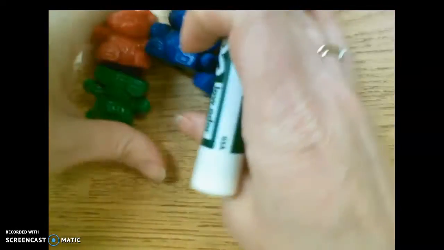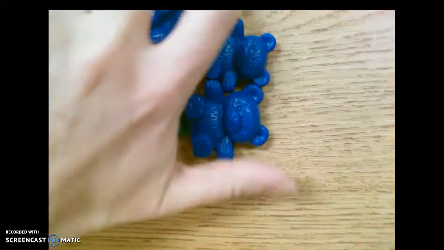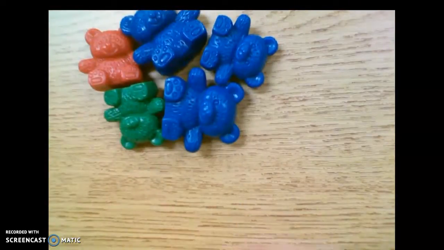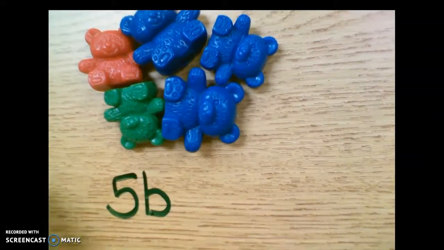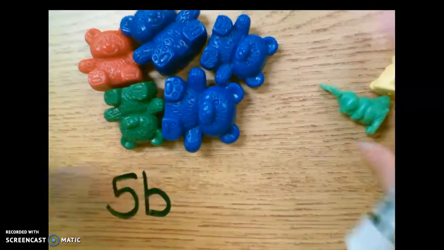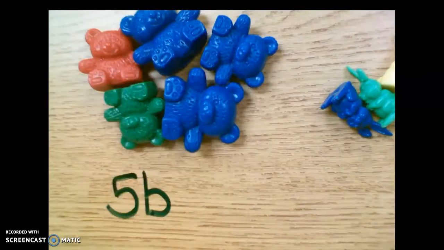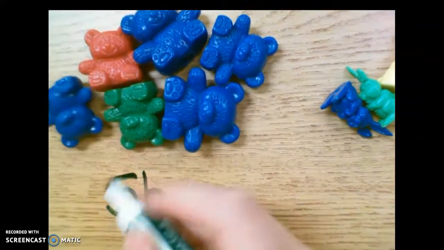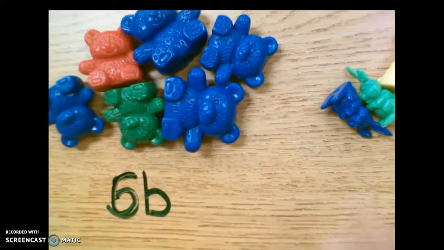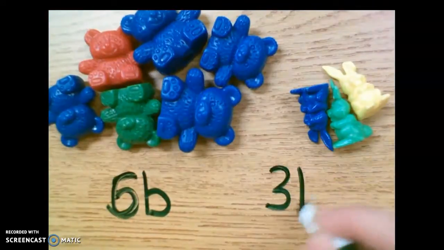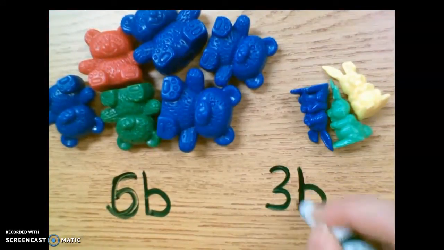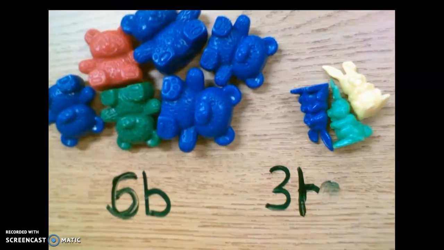One way I could distribute or have these bears grouped is all together. So I could say that I have 5 B's for 5 bears. Then I had these 3. Actually, let's not do 5. Let's do 6 bears and 3 cute little bunnies. So one way, oh, that's rabbits. Let's call them rabbits. And we have an R and a B.